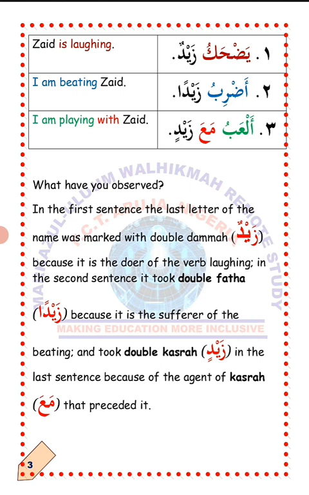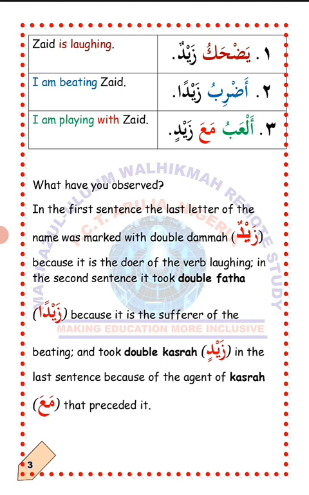MashaAllah. ثلاثة, number 3. ألعب مع زيد. I am playing with Zaid. Who is playing? I am the one, as indicated by the Hamza at the beginning of the verb al'ab. So al'ab ma'a Zaidin. Ma'a is one of the agents of kasra.